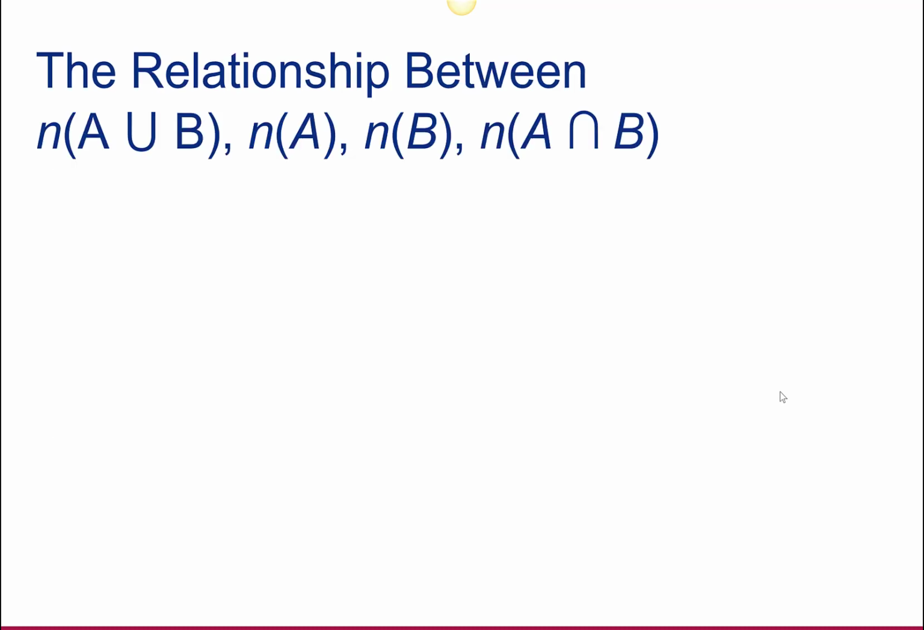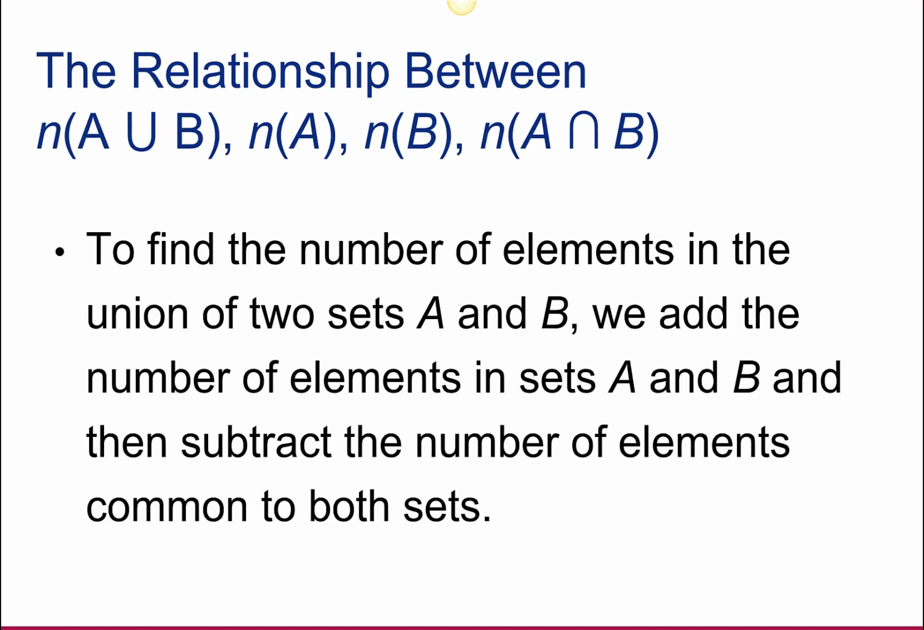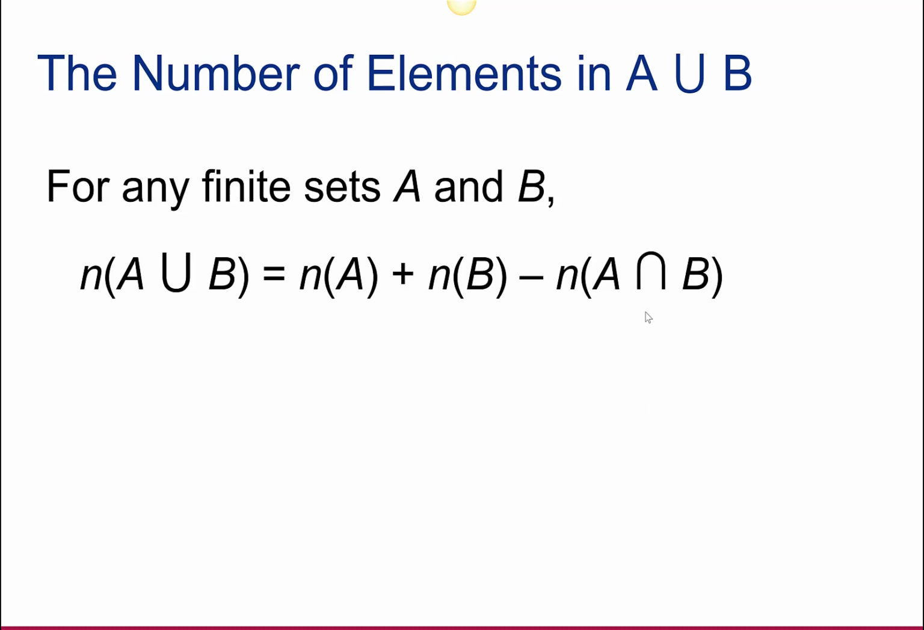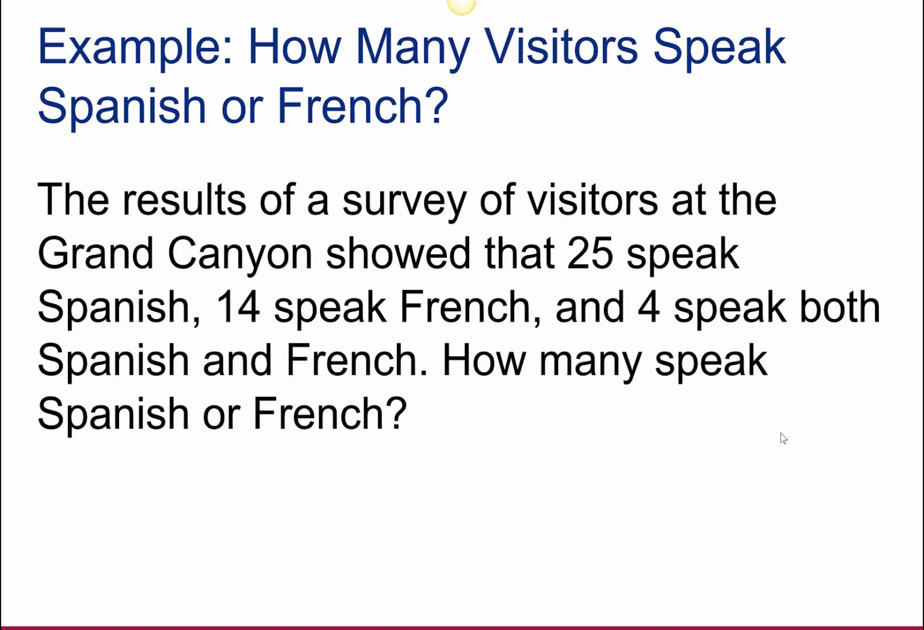The relationship between cardinal numbers for sets. To define the number of elements in the union of two sets, we add the elements in set A and set B and then subtract the number of elements that are common. And there's the formula. And the reason we subtract this, if you remember on the general Venn diagram, in the intersection region, those elements are counted in both set A and set B. If the sets were disjoint, this part would become 0.